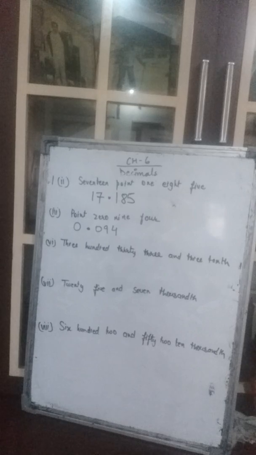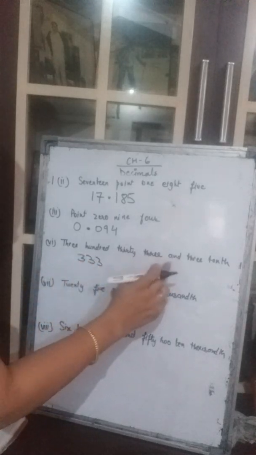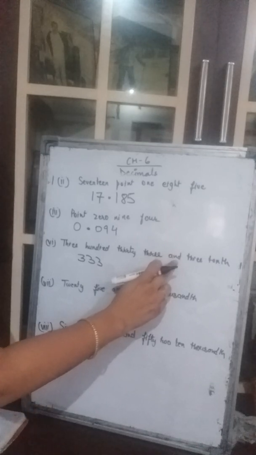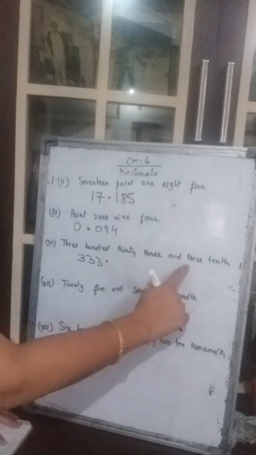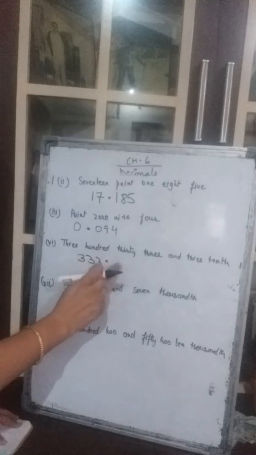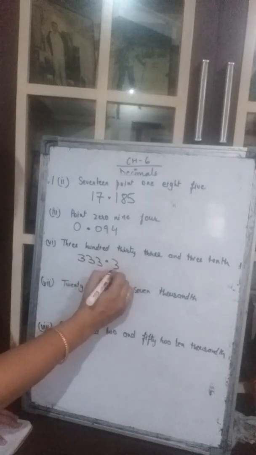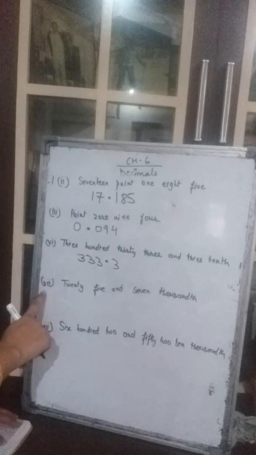Now we come to the sixth part. It says 333 and 3/10. So write 333, and means decimal, so you will put a decimal here. Then what is there? 3/10. So 3 is coming at the 10th place. 10th is just after the decimal. So you will write 3 here. Clear?